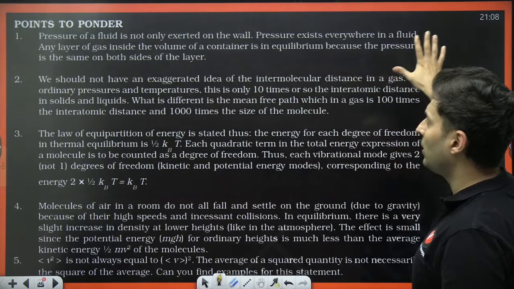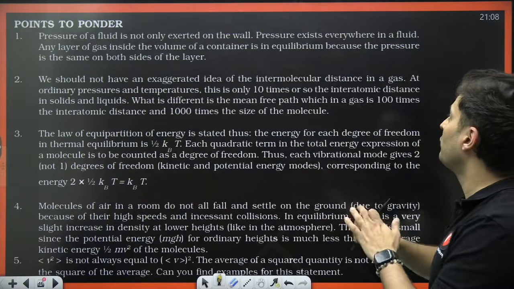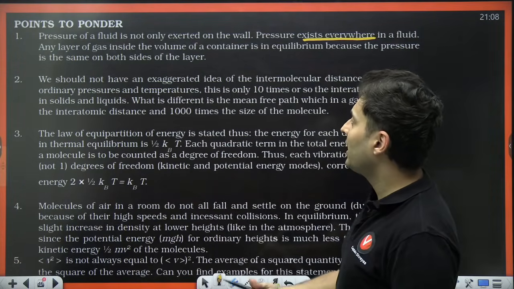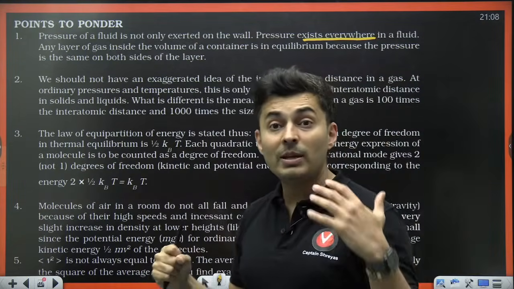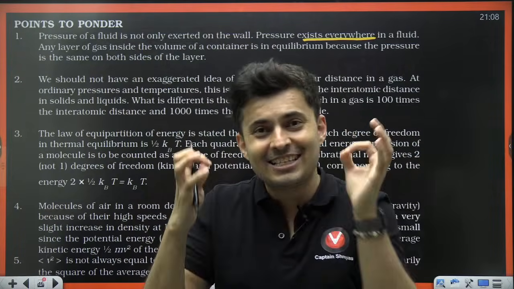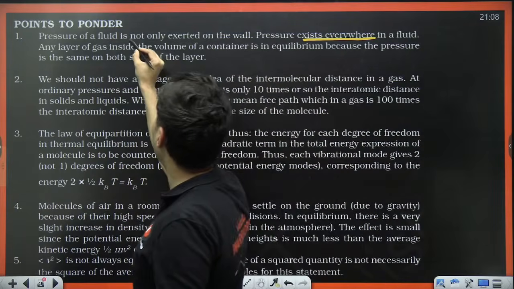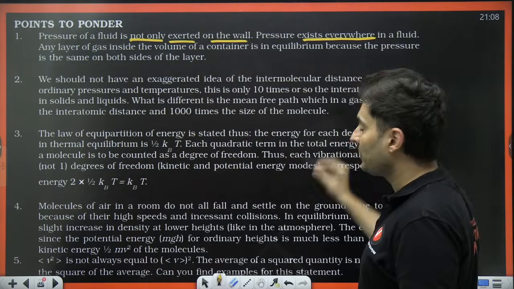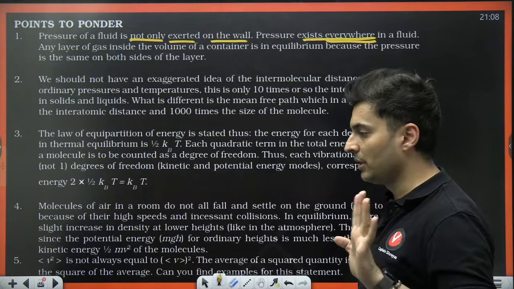Pressure of a fluid is not only exerted on the wall, correct? It's also exerted everywhere in the fluid. Any layer of the gas inside is in equilibrium because of the pressure. A lot of people think the pressure is only on the walls of the container, not there inside the gas. That's not true. It exists everywhere inside the gas. Is that clear? That's the first point which you should understand.